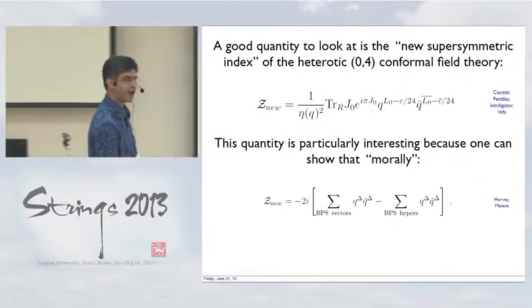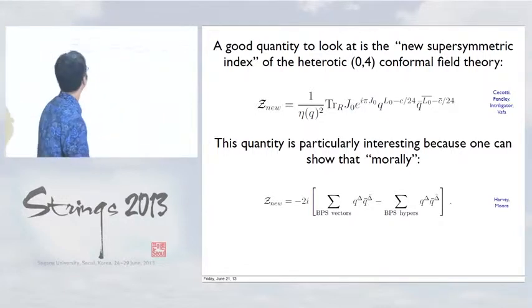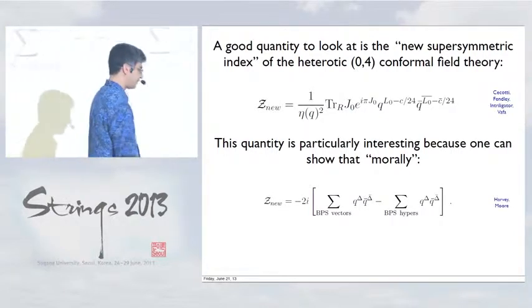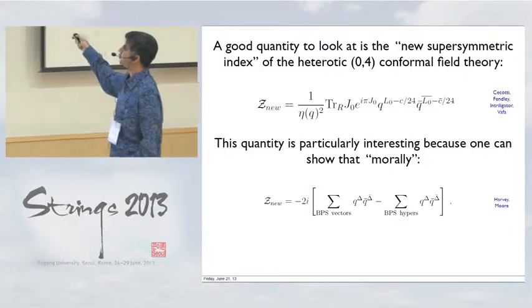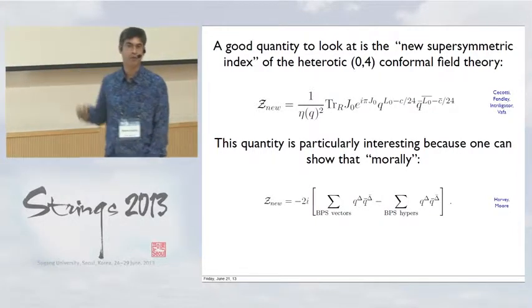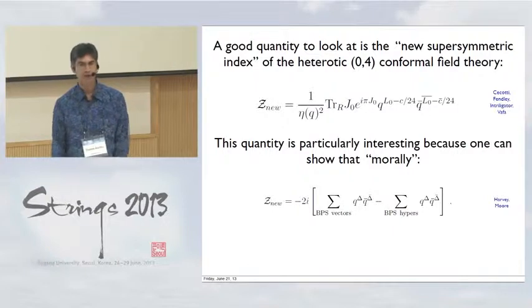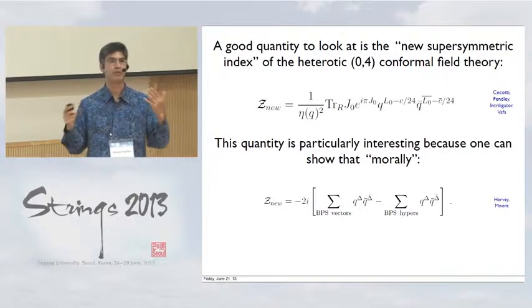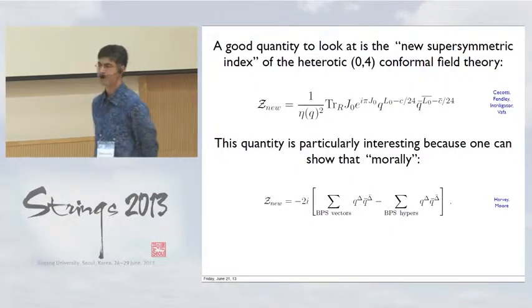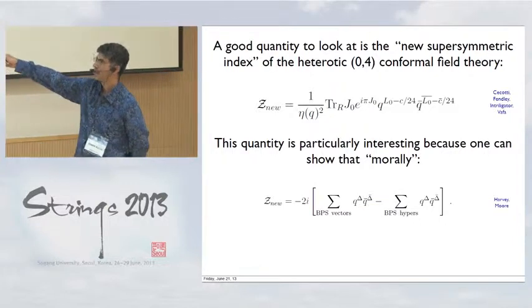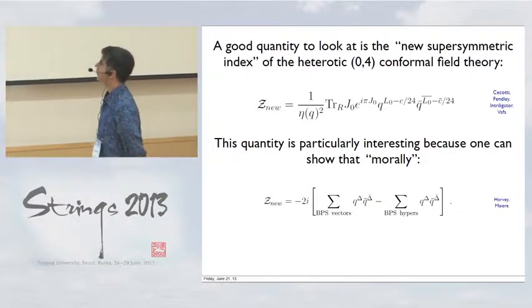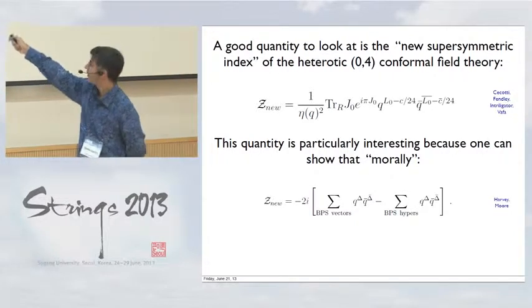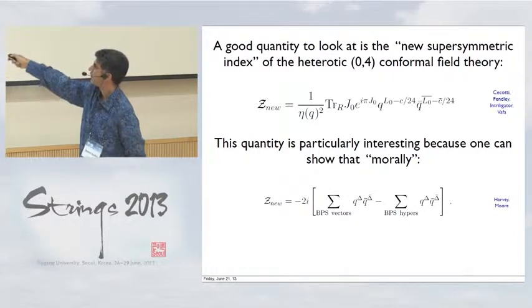Now, what are we going to look at to see if there's some notion of moonshine here? Well, a good quantity to look at, sort of analogous to the elliptic genus, is something called the new supersymmetric index of the heterotic conformal field theory. The heterotic string doesn't require both left and right moving supercharges. So the natural supersymmetry in this context is a chiral 0, 4 supersymmetry. And for any such theory, you can define a new supersymmetric index following these people that takes this form.